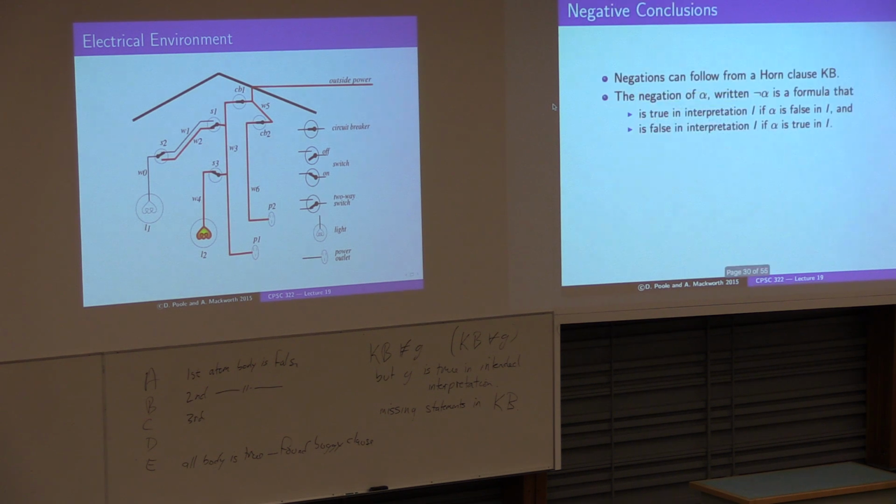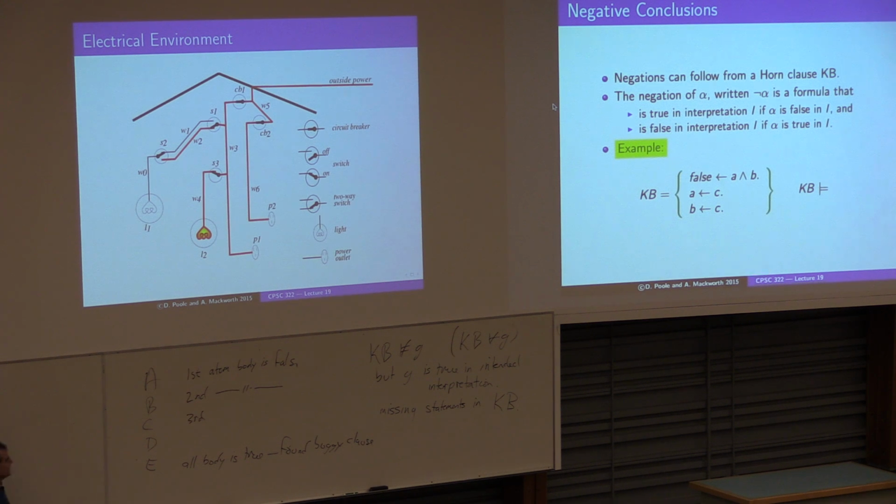Okay. But now we can have something that follows from a Horn clause knowledge base. We don't have negation in our language, by the way. We can't write rules with negation in, but we'll end up being able to prove negations. So the negation of an atom, we're just going to write as not alpha, is true if alpha is false and is false if alpha is true. So it's just the normal negation you've all seen in propositional logic.